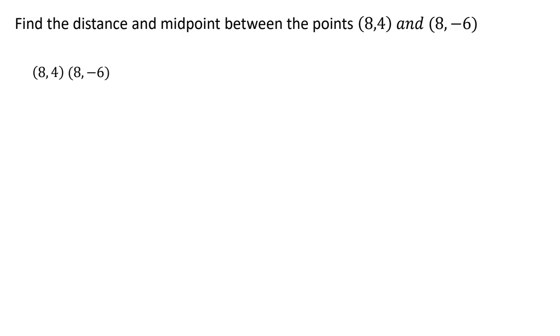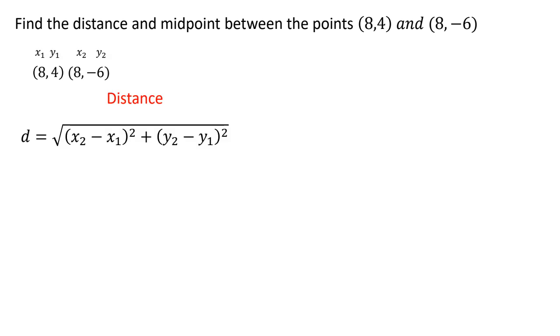So one of the first things that we saw in section 1.1 was to find the distance and midpoint between the points (8, 4) and (8, -6). So the first thing you want to do is write down your distance formula. And I also like to identify my coordinates here as x1, y1, and x2, y2. And so we're going to plug these numbers into our formula. And so we would get 8 minus 8 squared plus -6 minus 4 squared.